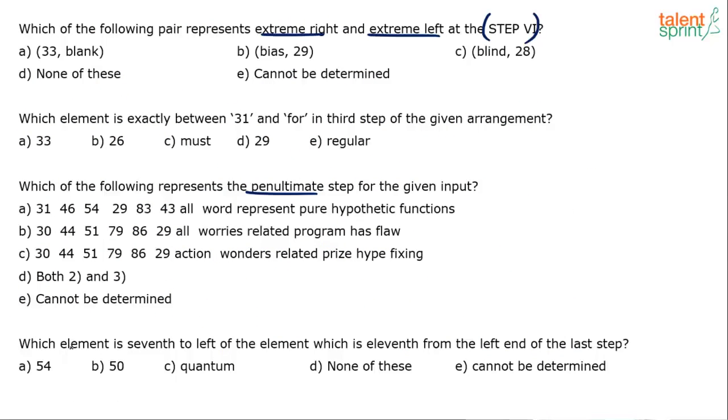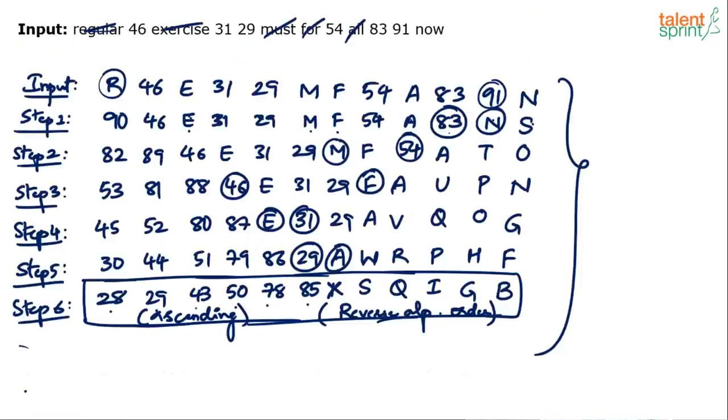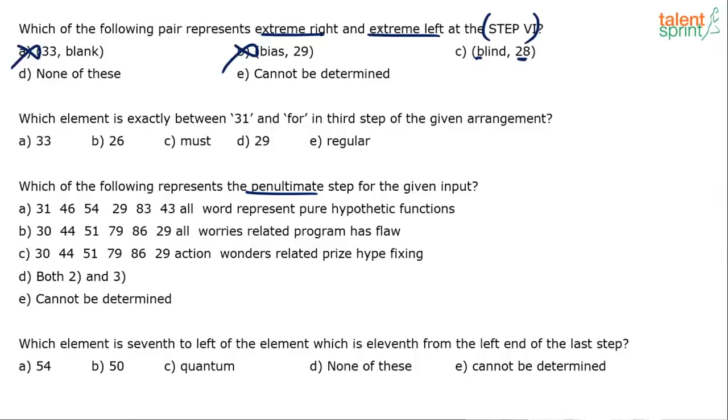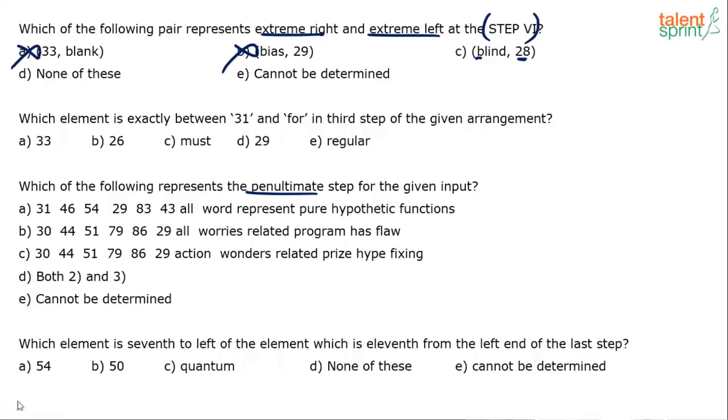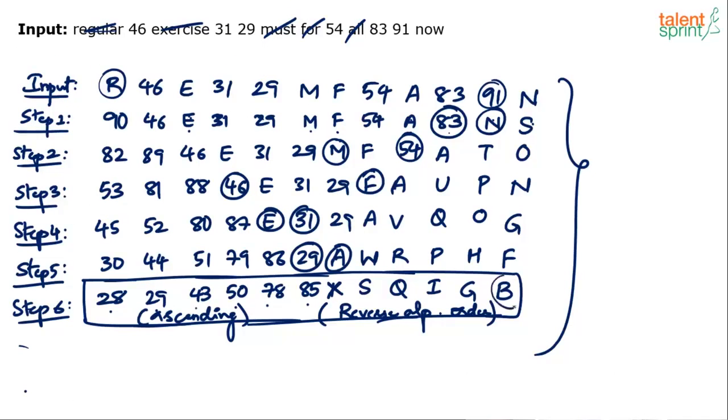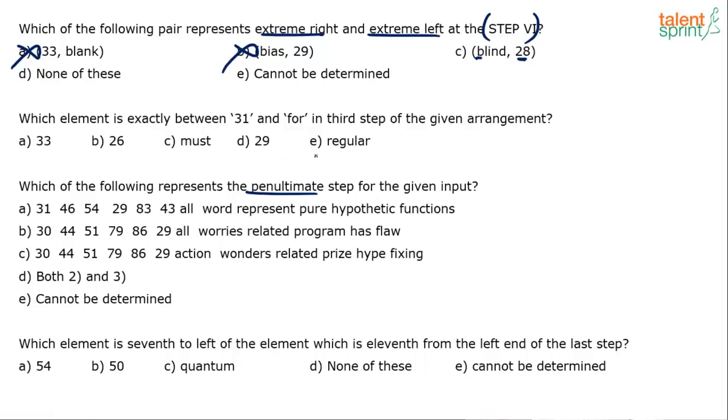28 and B. 33, no. 29, no. Blind and 28, yes. Extreme right is B, extreme left is 28 in that sequence, right? Don't get confused that it is 28 and B. Why is it B and 28? Here he's saying extreme right. What did we have on the extreme right here? B, right? Extreme left 28. So that's the reason it is B followed by 28, blind 28.